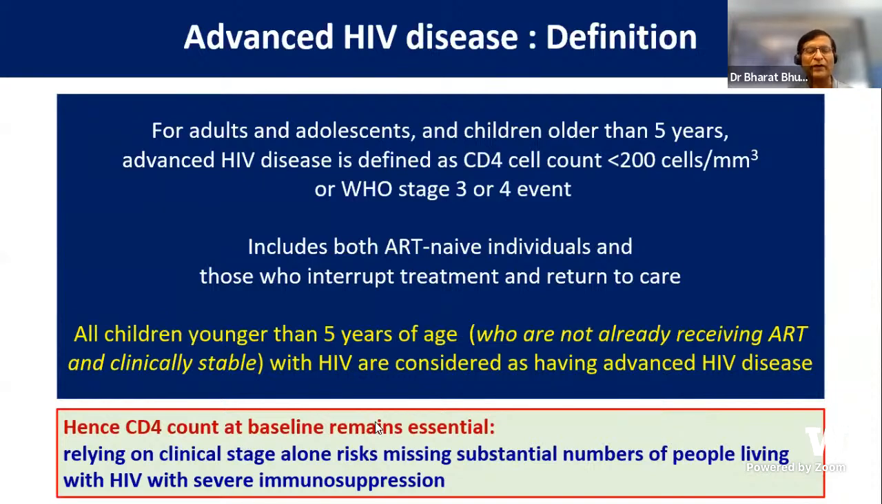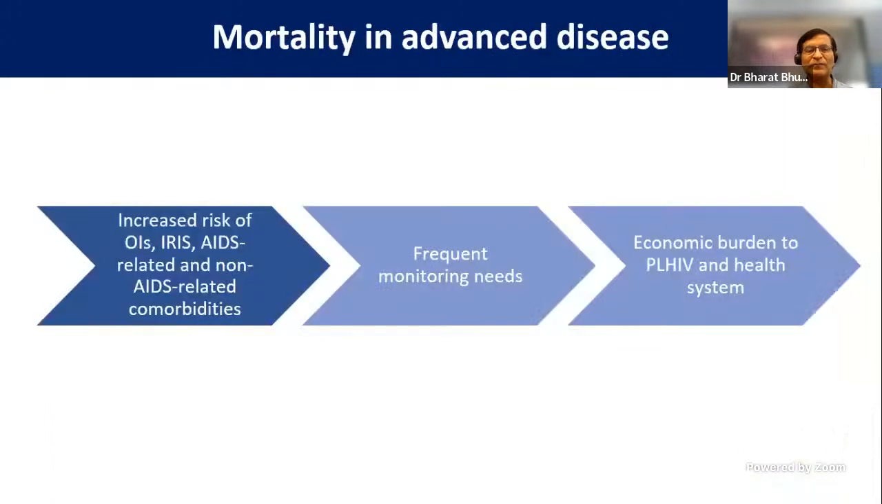So CD4 count at baseline still remains essential, but I would like to emphasize, and you all know, that this is not required for initiation of ART. This baseline CD4 count is required for differentiating people into those with advanced HIV disease, because these will be a group of people who will require certain additional interventions so that they don't die within the first 3 to 6 months.